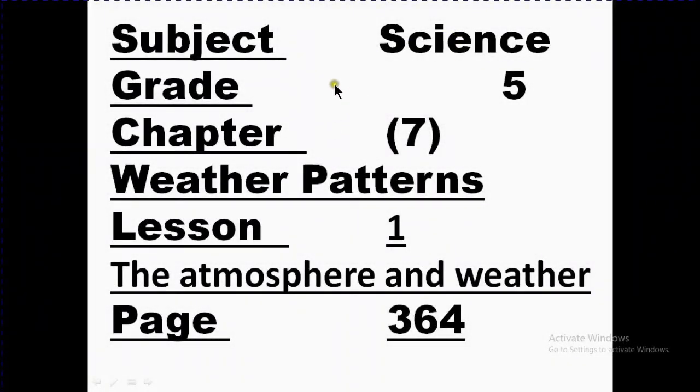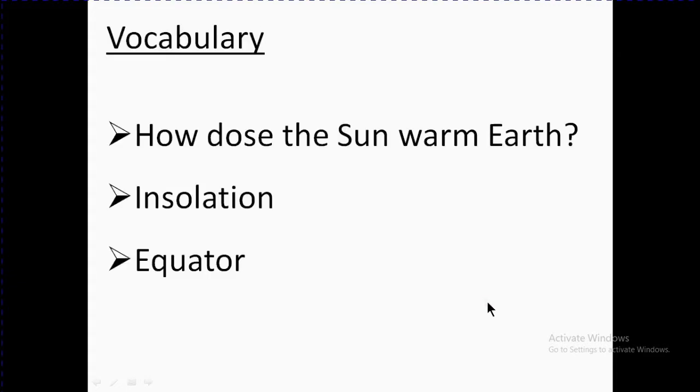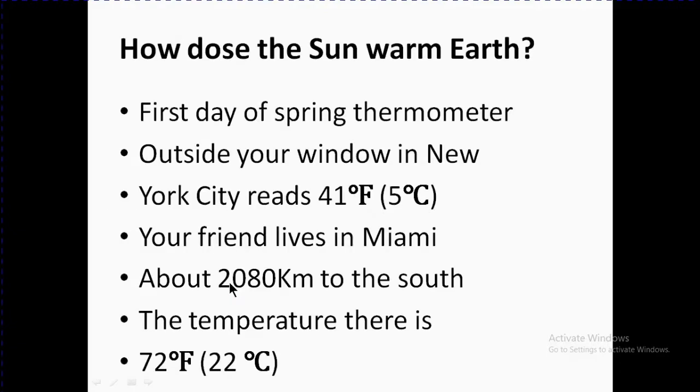Subject Science, Grade 5, Chapter number 7, Weather Patterns. Lesson number 1, The Atmosphere and Weather, page number 364. So now this is a new lesson that we start. How does the sun warm Earth? Insolation and equator. So let's start the lesson.